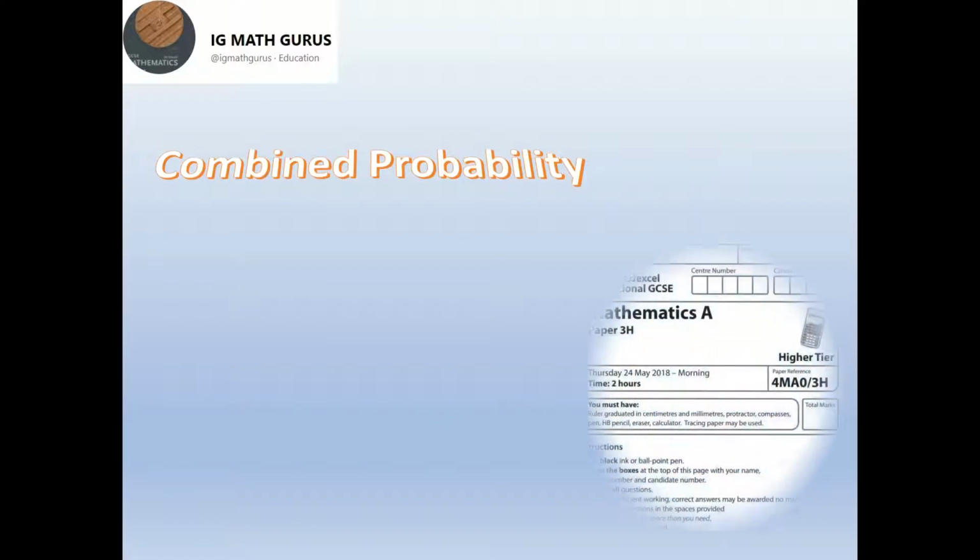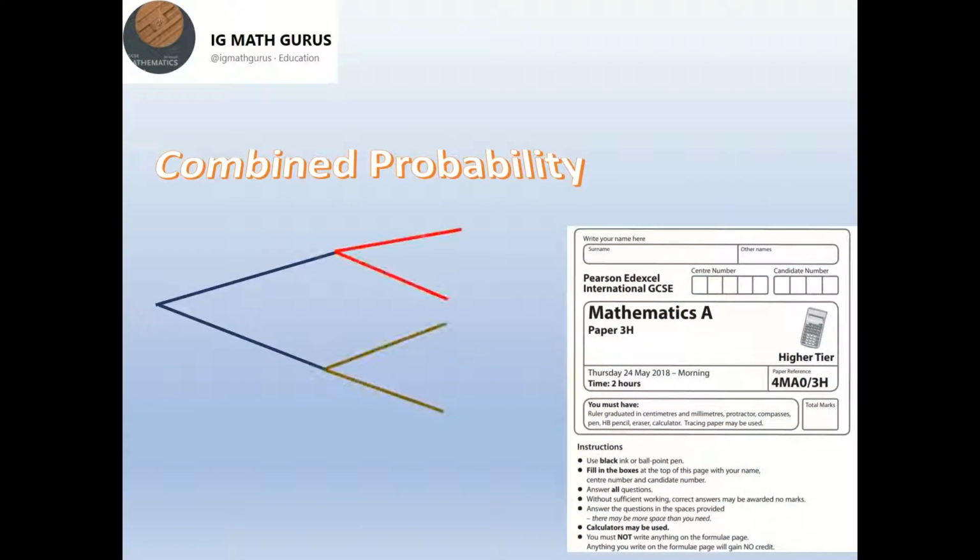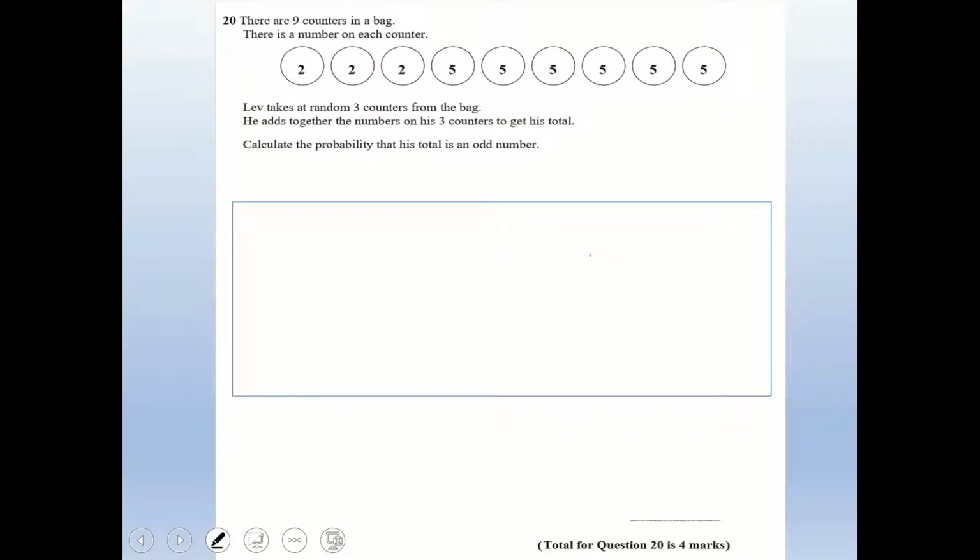Hi, in this video we are going to solve a combined probability question in past paper 3H May 18. We are going to solve the question using a tree diagram to simplify the representation of the sequence of the events visually, and also to show you how tree diagrams work. Okay, let's see question 20 in the past paper.